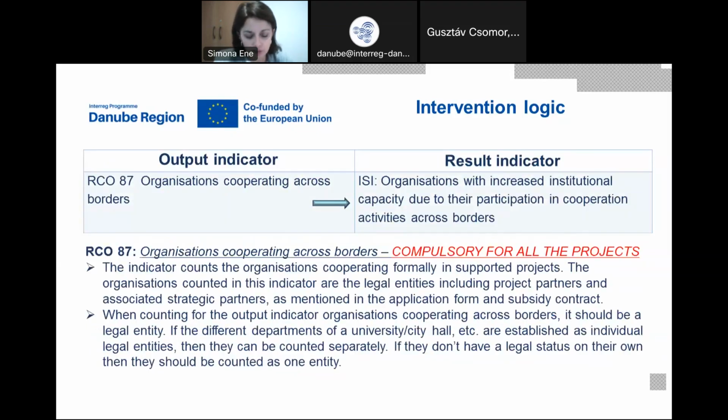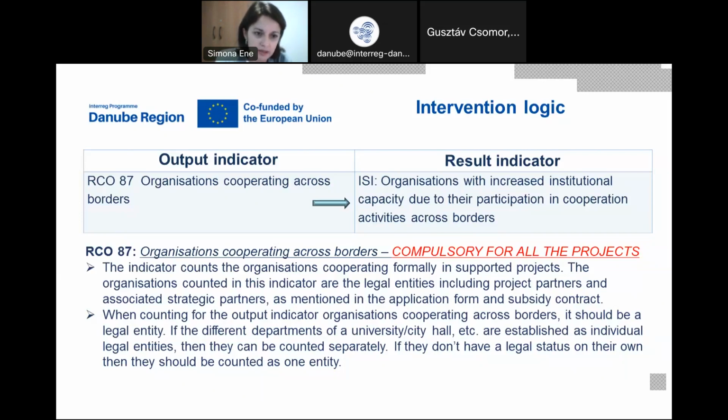We will discuss output indicator and result indicator as they are coupled in the project. First, I will start with the mandatory output indicator and result indicator. This has to be selected by all the projects. Without this indicator, the projects are not going to be considered eligible. This is the output indicator organizations cooperating across borders.